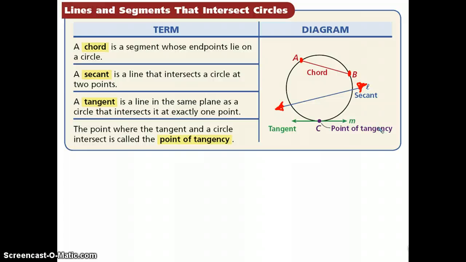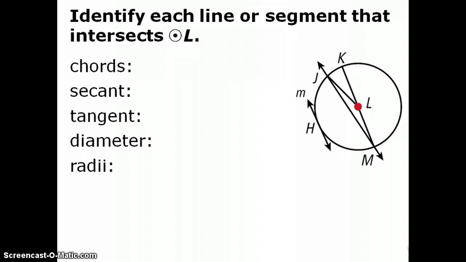Okay. So identify each line or segment that intersects with circle L. All right, let's go find all the chords. So we've got a chord here, MJ. Got another chord that starts on the edge and goes to the edge, MK. And I think that's all for chords.